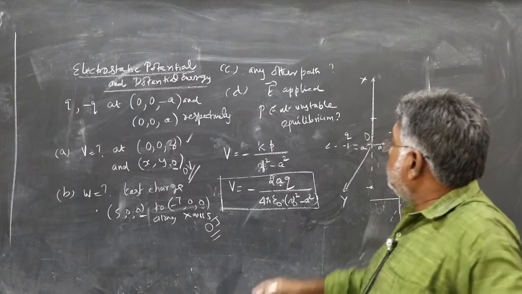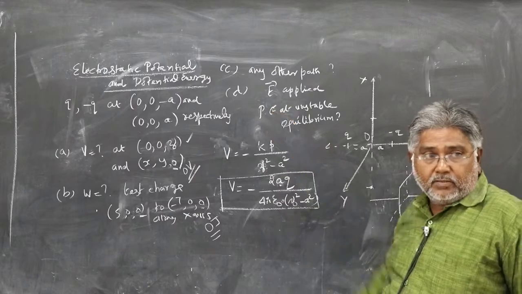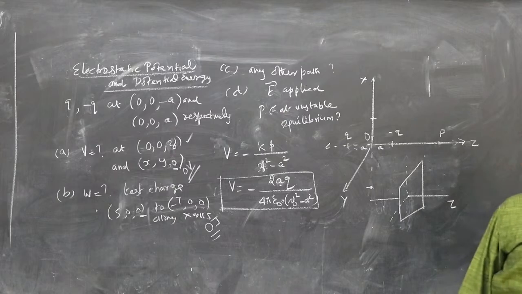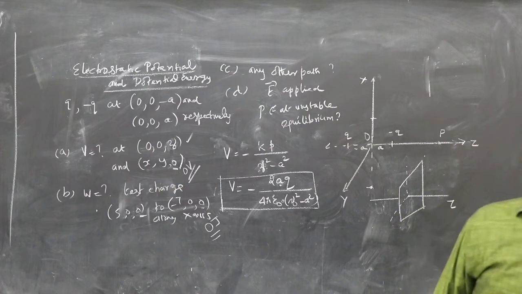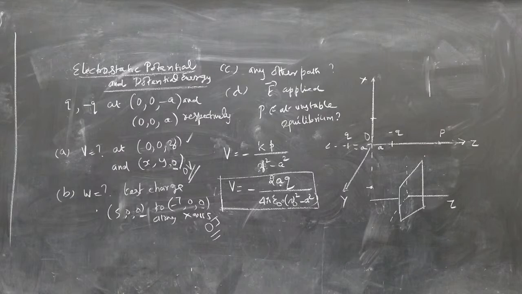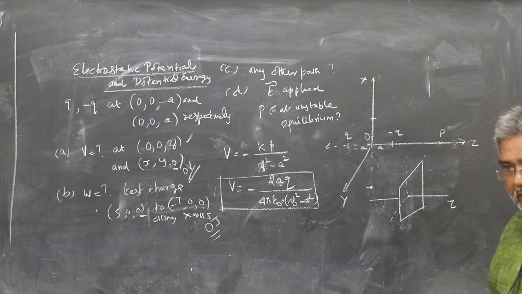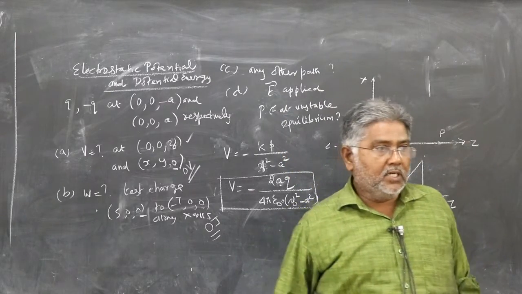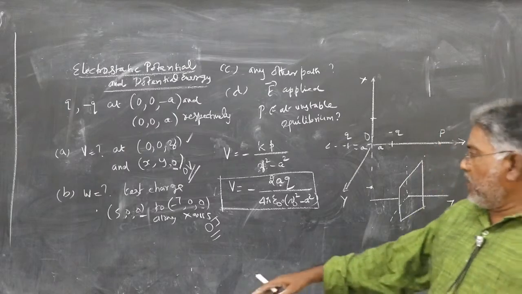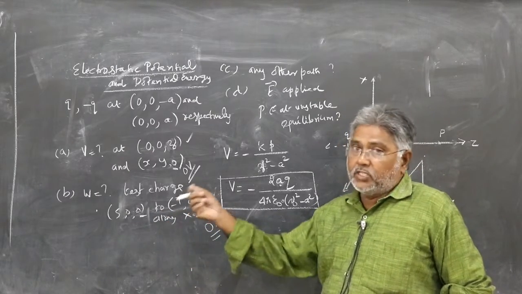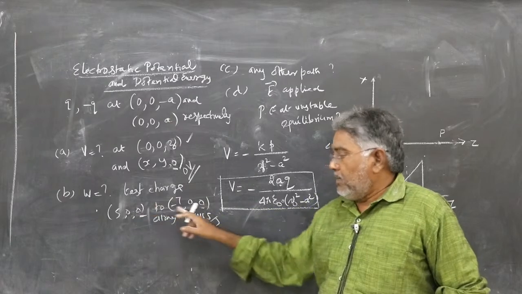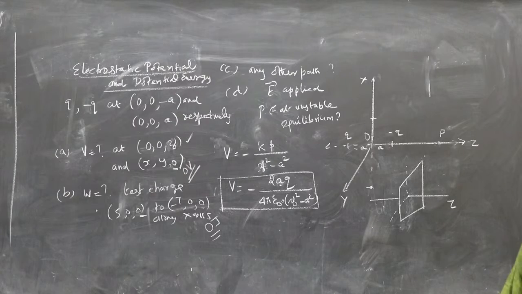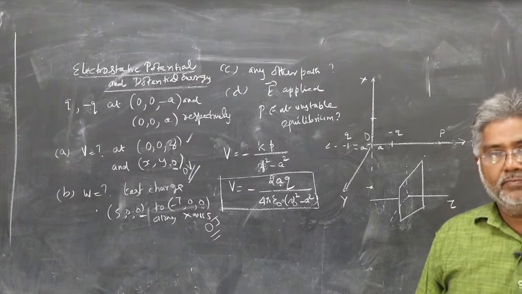Subdivision C: instead of along the x axis, if it is any other path, is there any change in the answer? How would your answer change? There won't be any change, because the electrostatic field is a conservative field. Work done does not depend on the path, but only on the terminal points. So if you move a test charge from this point to this point, irrespective of the path, work done would be 0.